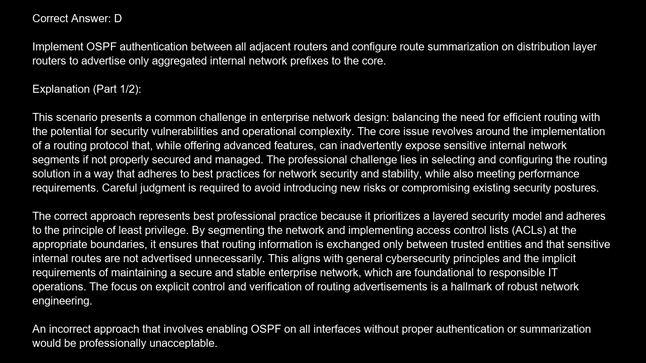The correct approach represents best professional practice because it prioritizes a layered security model and adheres to the principle of least privilege. By segmenting the network and implementing access control lists, ACL, at the appropriate boundaries, it ensures that routing information is exchanged only between trusted entities and that sensitive internal routes are not advertised unnecessarily. This aligns with general cybersecurity principles and the implicit requirements of maintaining a secure and stable enterprise network, which are foundational to responsible IT operations. The focus on explicit control and verification of routing advertisements is a hallmark of robust network engineering.